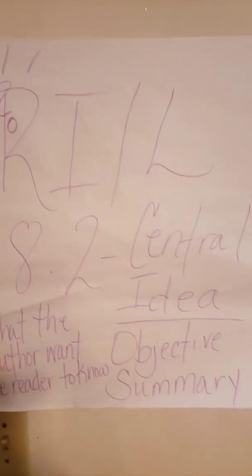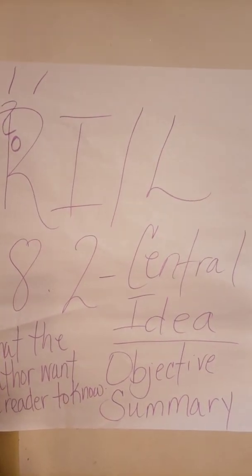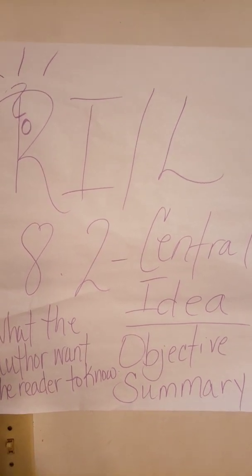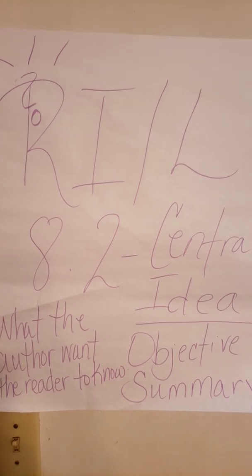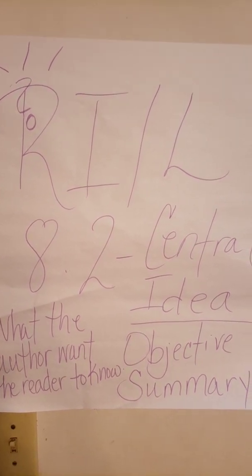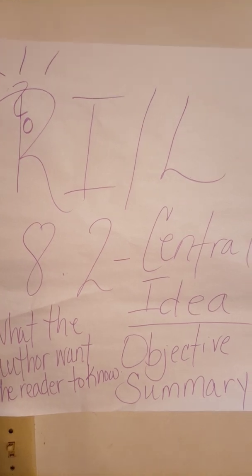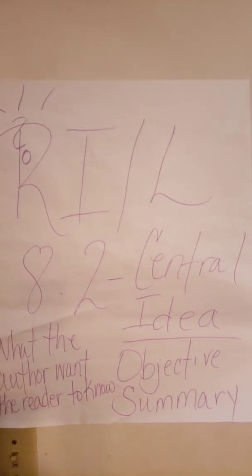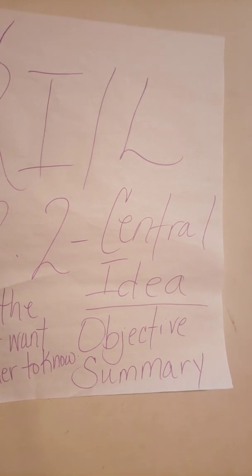Next, we have RL and RI 8.2. 8.2, that is a two-part standard. Your first part is central idea, what the author wants the reader to know most. I said that twice because oftentimes we will read what we want into something, but it's not about what we want to know. It is what the author wants us to know.